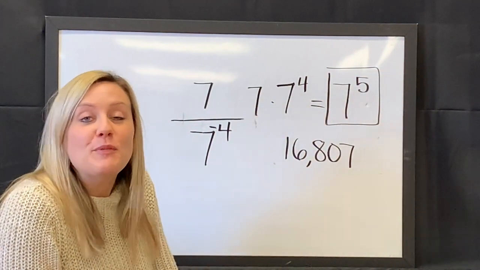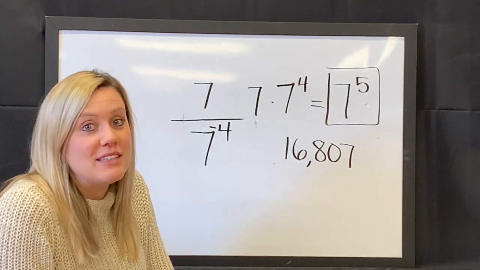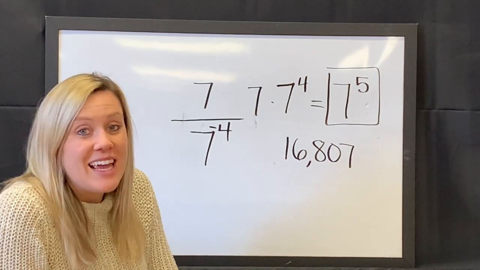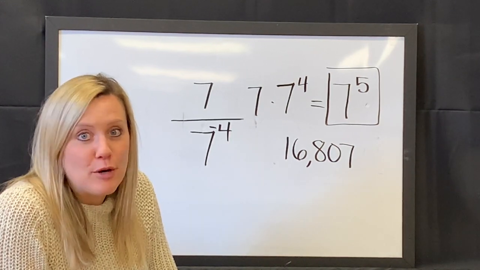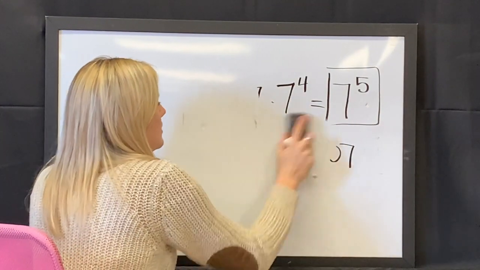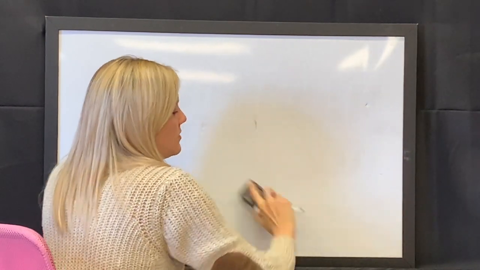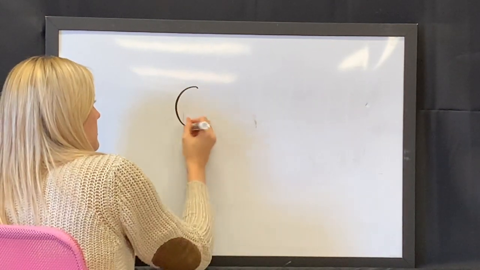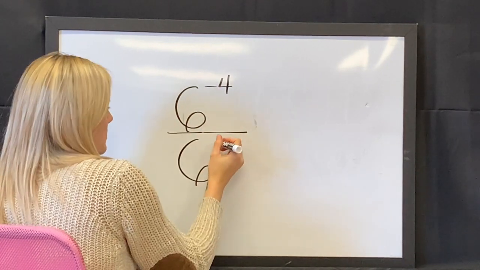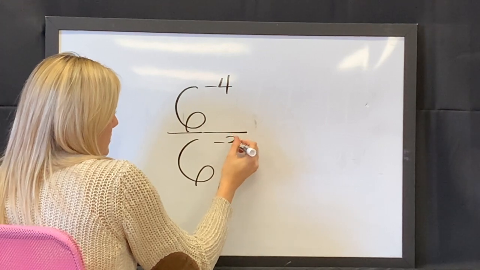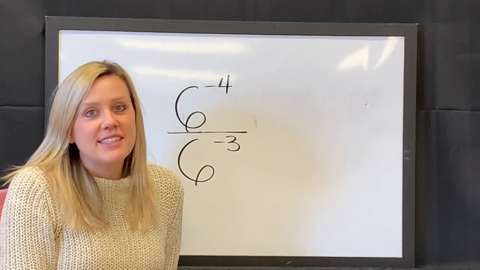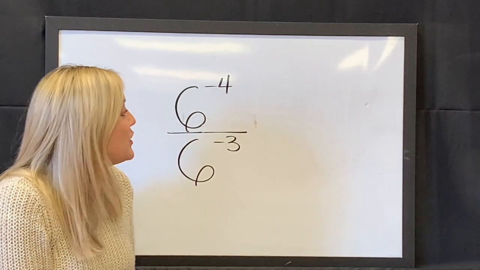Okay, now that we've practiced negative exponents in the numerator and the denominator, there is just one last thing to practice, and that is when you have negatives in both. Let me show you. Here we have 6 to the negative 4th power divided by 6 to the negative 3rd power.